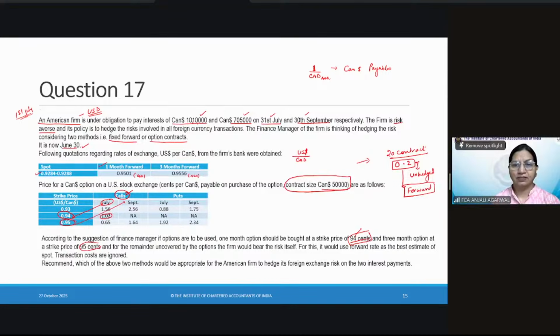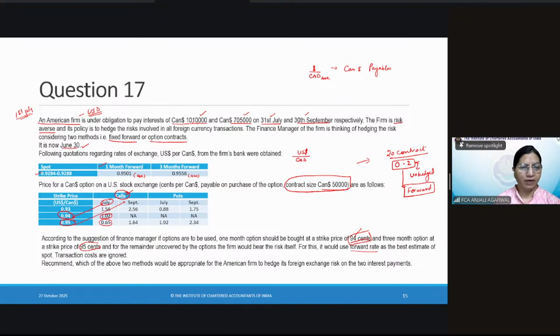Then the option contracts have a standard size of 50,000, which means 10 lakh 10,000 and 7 lakh 5,000 will not be 100% covered using the option. For that, it is said that whatever the uncovered portion is, you will leave it uncovered. However, outflow will be there in the spot market. That outflow in the spot would be considered at the forward rate which is applicable. That is considered as the best. Transaction costs are ignored.